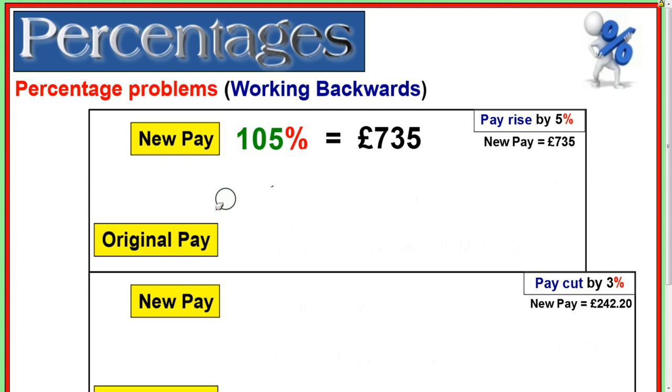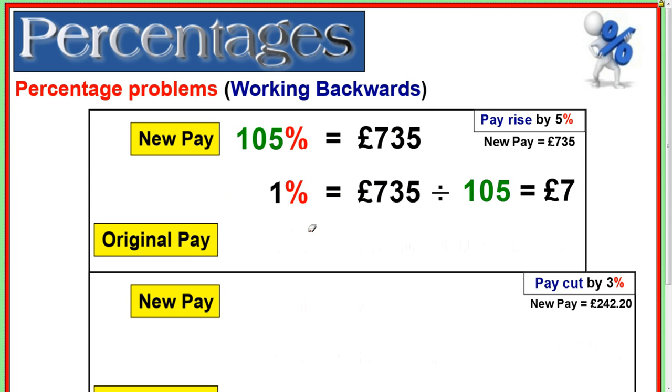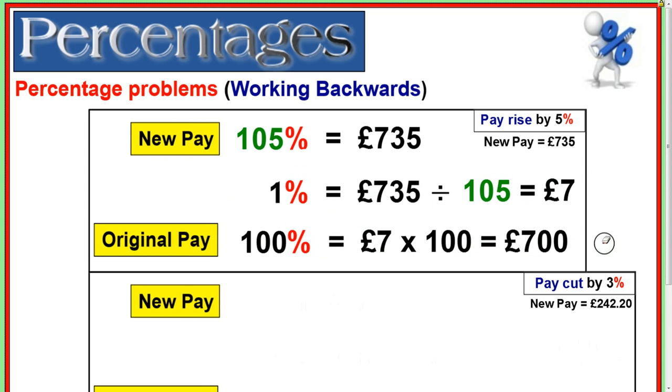If you get your 1%, you divide 735 by this value here, 105, and that pops out to be £7, and then get back to 100%. You do 7 times 100, because if 1% is £7, then 100 times that value will give you 100%, so that's £700.